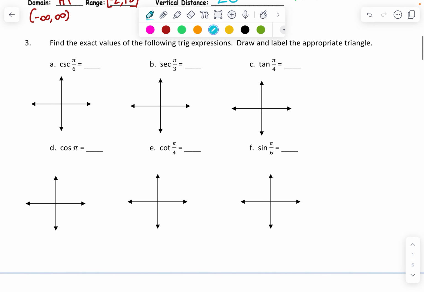For question number 3, it says find the exact values of the following trig expressions. Draw and label the appropriate triangle. So you need to know your angles here, and all of these are in radians. So it's helpful to know how to convert between radians and degrees.